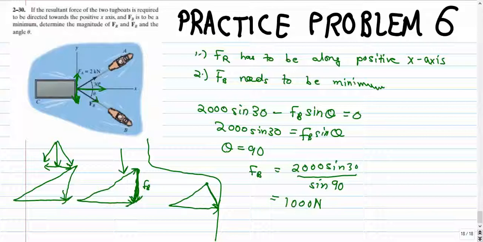Alright, so we have found the angle theta, we have found FB. Now all we need to find is the resultant force, or FR. Since the force FB has no horizontal component, the only horizontal component that will contribute to the horizontal resultant force is the horizontal component of the 2000 Newton force. So FR is just equal to 2000 cos of 30 degrees. This gives us 1732.1 newtons.